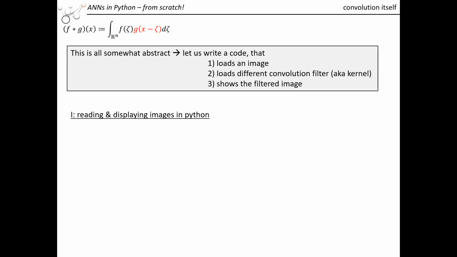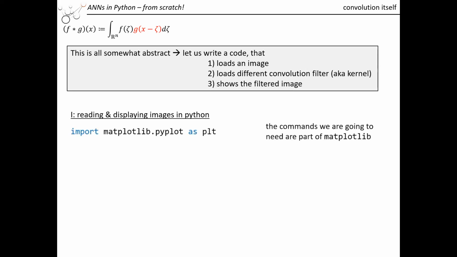And then, of course, we want to apply different convolution filters, aka kernels, and play a bit with those convolution filters and see what the result is. So we want to create code that loads those images, displays the images, applies a convolution filter, and then also displays the convolved image. Let us first start with reading and displaying images in Python.